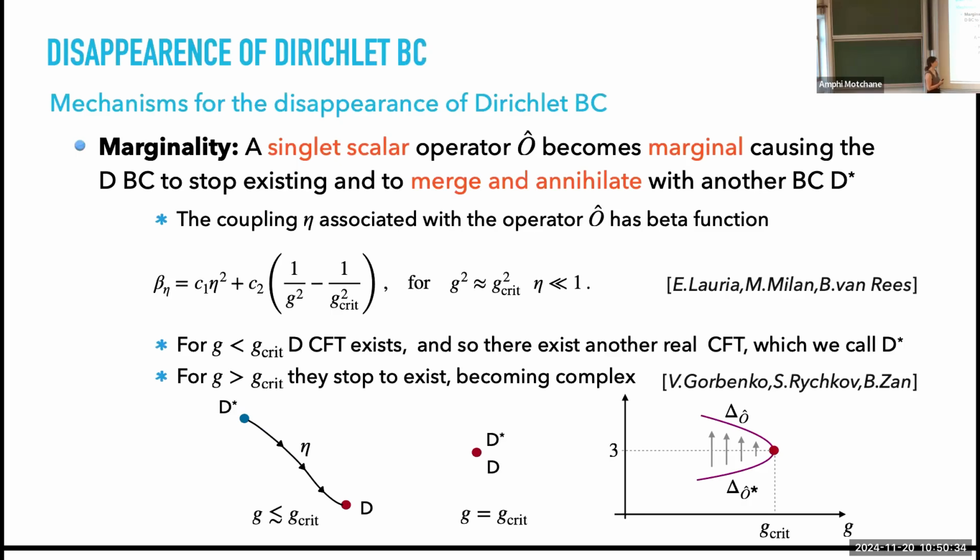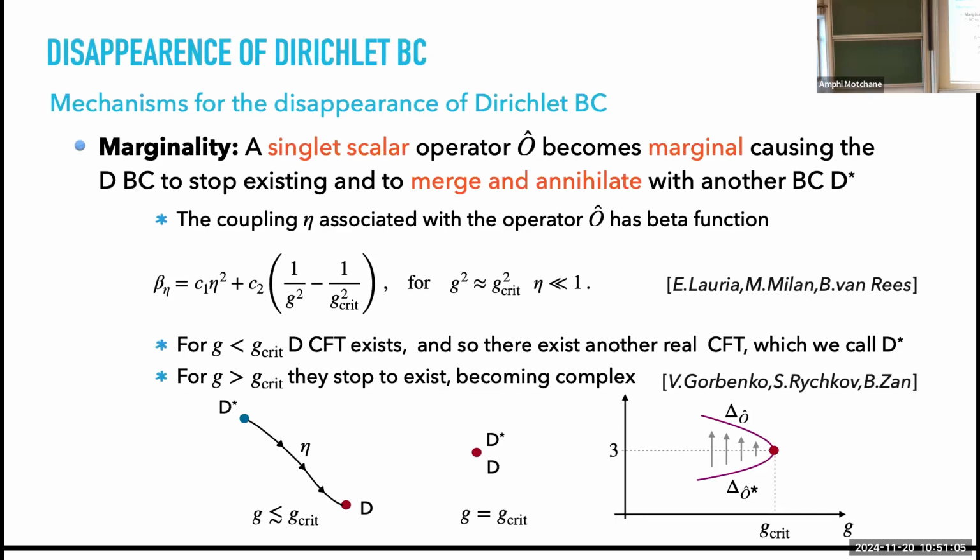So what happens regarding the RG flow? When G is smaller than G critical, there is an RG flow connecting D star with D. The operator responsible for this flow is the operator O. This operator has dimension delta O, and here is delta O star, the dimension of the operator starting from the CFT D star.